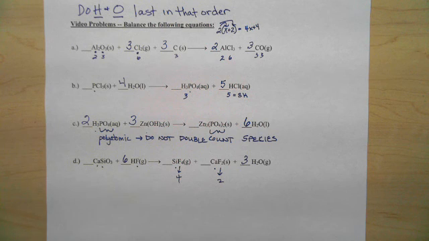So we've balanced these equations using the rule of hydrogen and oxygen last, and if they're polyatomics, we treat them as an entity.